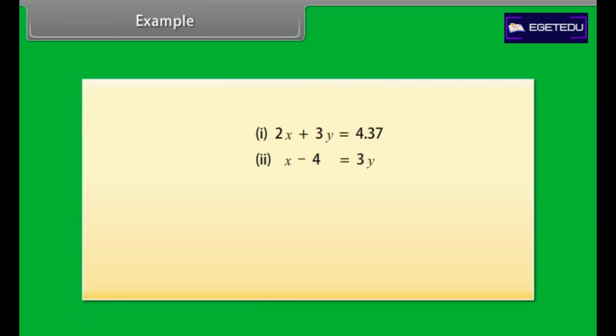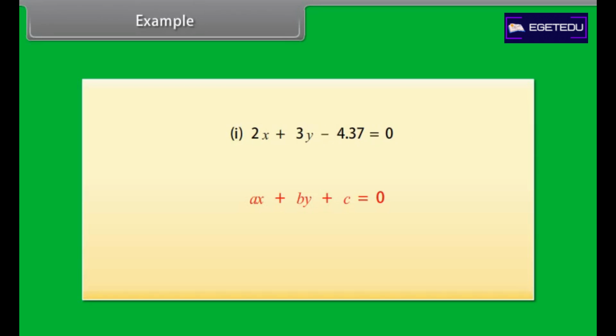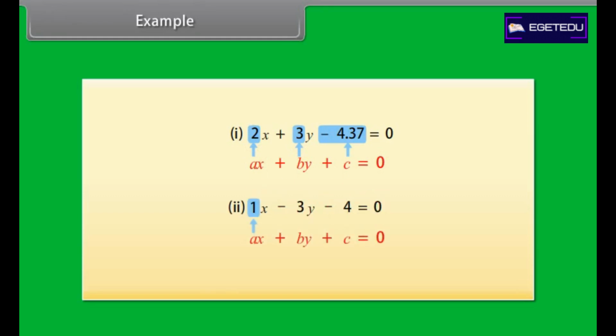Let's now write these equations in the form ax + by + c = 0. The first equation can be written as 2x + 3y - 4.37 = 0. Here, a = 2, b = 3, and c = -4.37. The second equation can be written as x - 3y - 4 = 0. Here, a = 1, b = -3, and c = -4.